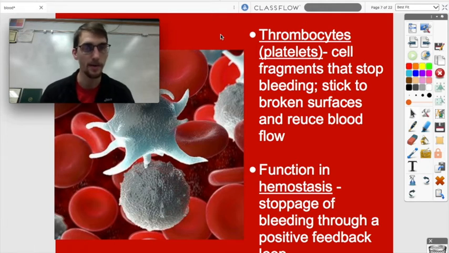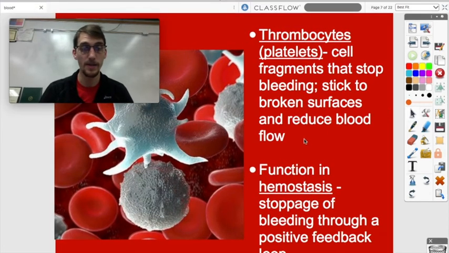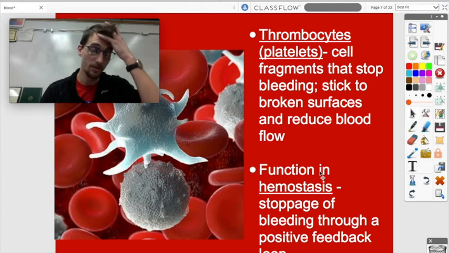You know, you have a tear in a blood vessel, and then blood comes out, and that can lower blood pressure. So that's what their job is. They stick to those broken surfaces of those blood vessels, and they reduce blood loss. So yeah, they stop bleeding through a positive feedback loop, which we discussed earlier in the year.